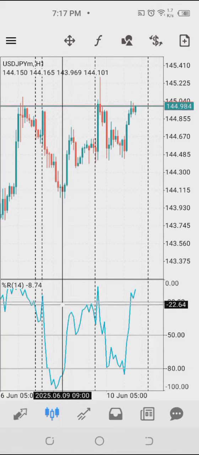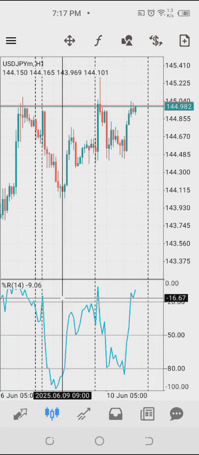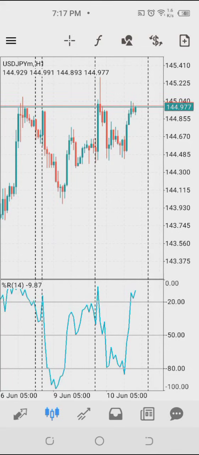Now, the Williams percentage range is a momentum technical indicator that helps traders identify overbought and oversold conditions in the markets. The key characteristic of this particular indicator is that the percentage range values range from 0 to minus 100. From 0 to minus 20 indicates the overbought condition, while from minus 80 to minus 100 indicates the oversold condition. It's actually similar to the stochastic oscillator, but the only difference is that this is plotted upside down.